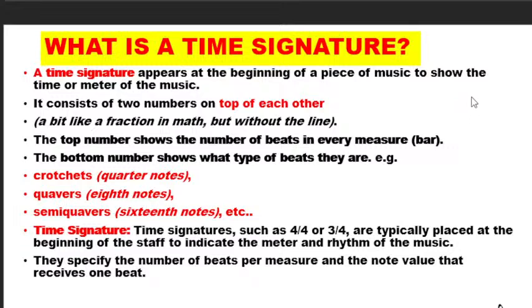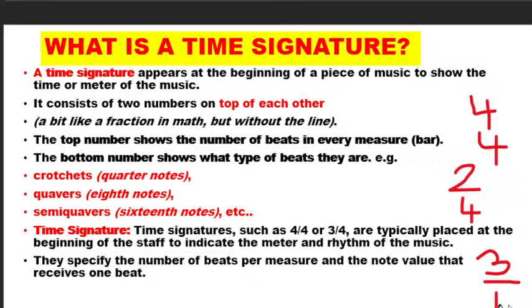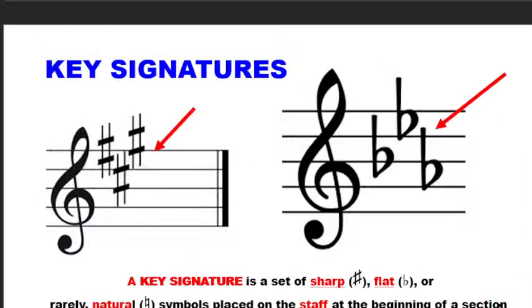I've said it can be 4/4, so there is no line under. Or we have 2/4. It can also be 3/4. All these are examples of a simple time signature. Next, we want to see some other elements.